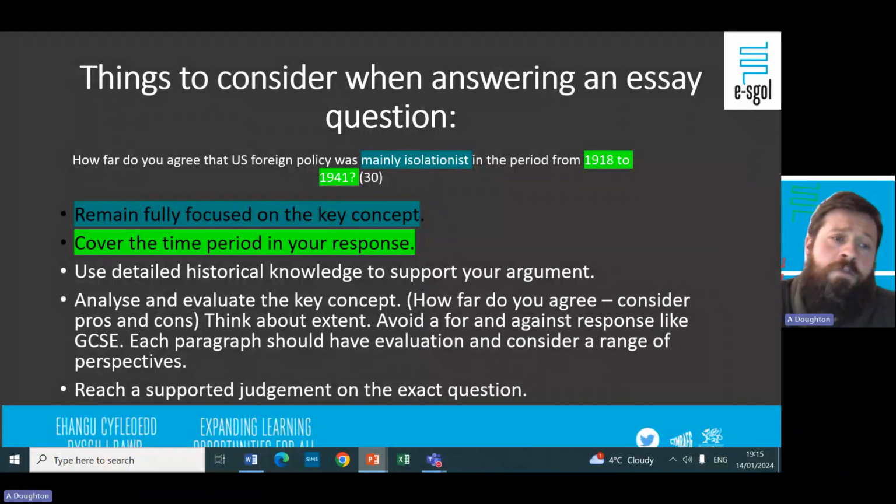And most importantly, you need to analyze and evaluate that key concept. It's not just a for and against response like GCSE. You need to rip that concept apart. You need to think about arguments in support of it, arguments against it. Every paragraph should have evaluation and consider a range of perspectives. It's important that you end by reaching a supported judgment on that exact question.